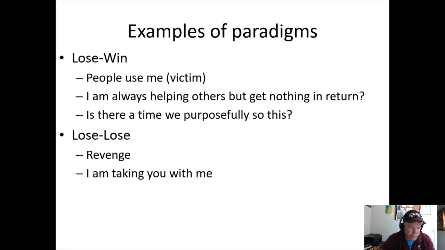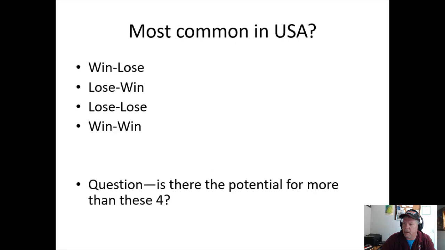And I see this with revenge. If you think of a really acrimonious, a really nasty divorce, I'm going down and I'm taking you with me. Both sides lose. Right? So that does happen as well.